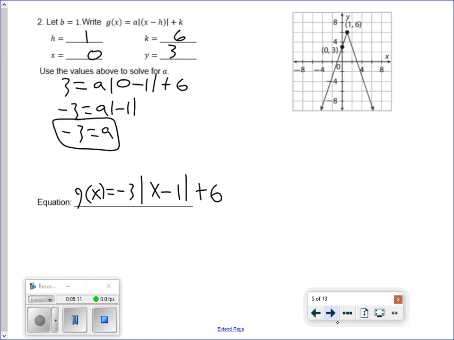And the big thing here, I think, is knowing that the absolute value of -1 is just 1, right? So from the very beginning right here, we have 3 equals a times the absolute value of 0 minus 1, all plus 6. We subtract the 6 on both sides to give us this -3. And then -3 equals a times the absolute value of -1, which is the same thing as just -3 equals a times 1. The absolute value of -1 is just 1.